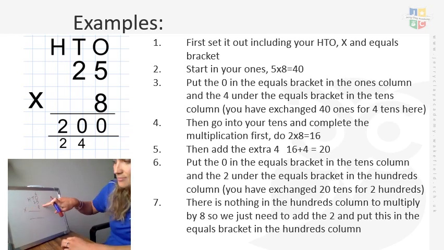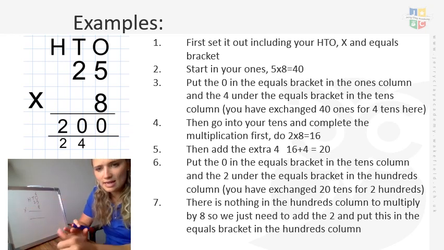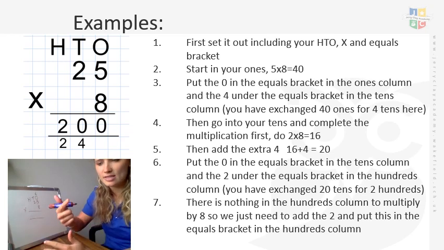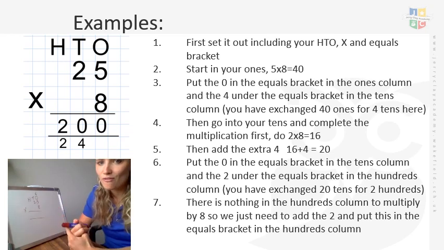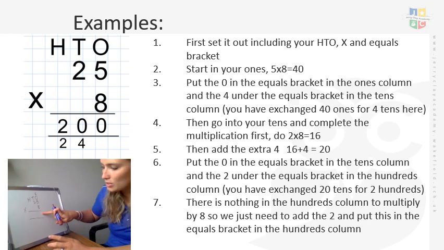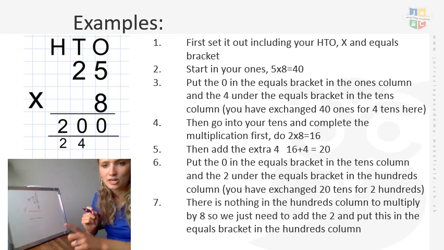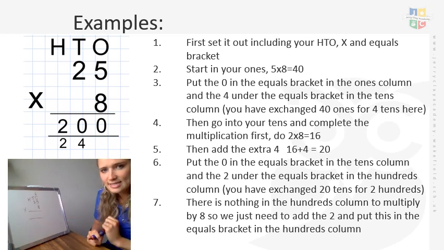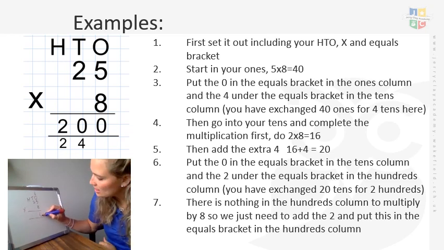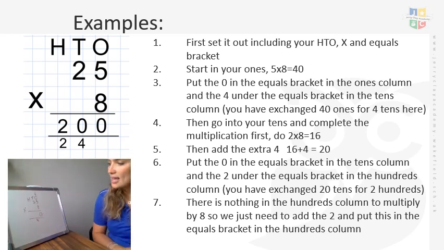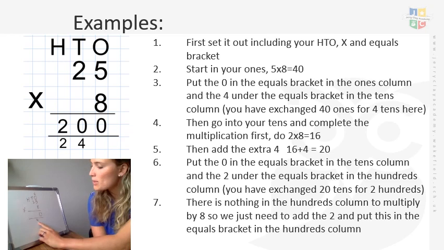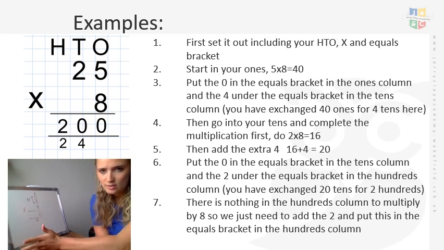Now I'm going to start in my ones column first because it's where I always start, and I'm going to do 5 times 8, which is 5, 10, 15, 20, 25, 30, 35, 40. I have got 40. However, I cannot put 40 in the equals bracket because I can only put one digit. So instead, I need to put the 0 in the equals bracket, and I need to put the 4 underneath the tens column underneath the equals bracket. Now this 4 represents 40 because we've exchanged 40 ones for 4 tens, because 4 tens is the same as 40 ones.